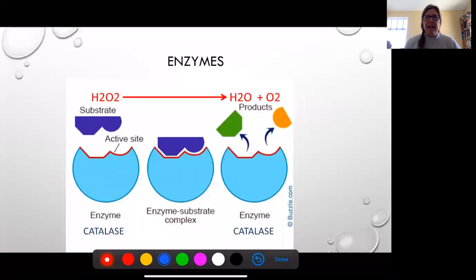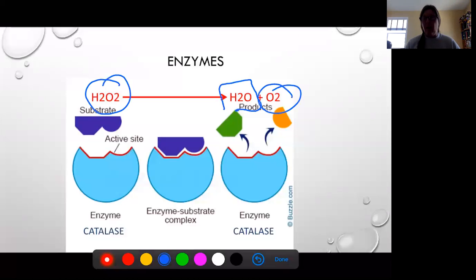So when we look at enzymes, and this is kind of our vocab here, we have our substrate. So in this case, it is hydrogen peroxide. It is going to fit in that active site. When it fits into the active site, it forms that enzyme substrate complex. And in this case, we're going to break that hydrogen peroxide down into water and oxygen.